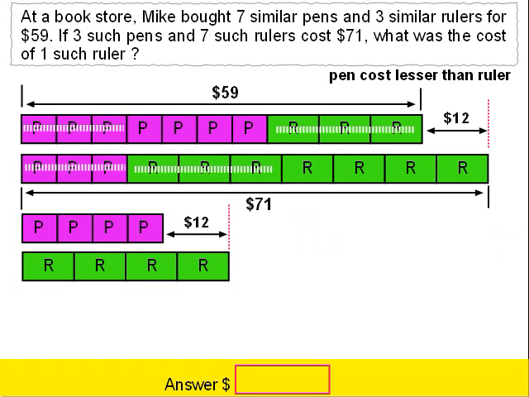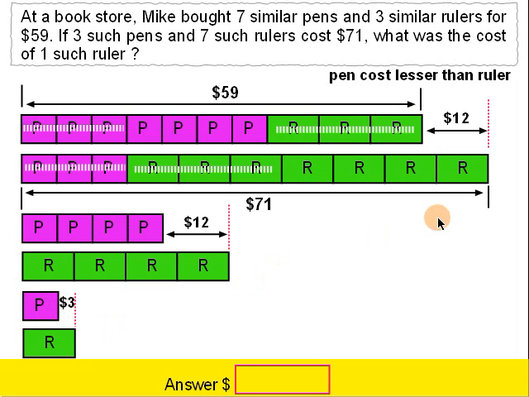Alright, so which also means to say that the cost of a pen is $3 lesser than a ruler. How we get this $3? We take 12 divided by 4 sets. Okay, taking 1 pen and 1 ruler to be 1 set. Okay, or rather, the cost of a ruler is $3 plus the cost of a pen.